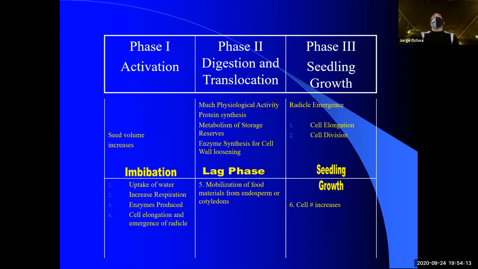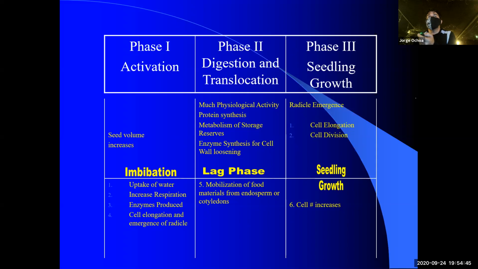That just activates the germination, digestion of that endosperm, and then the growth of the seedling and establishment. If we look at phase one, activation: imbibition, meaning absorbing the water, the seed increases in volume, and then respiration begins because the seedling is going to be more active, with production of enzymes and the beginning of elongation to bring out the root. So that is what's happening when the plant begins to drink the water.